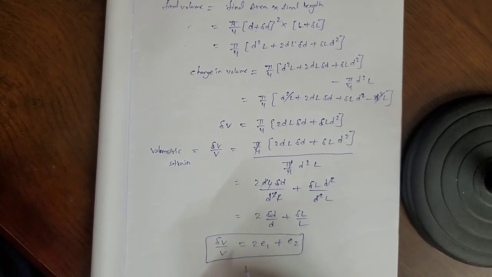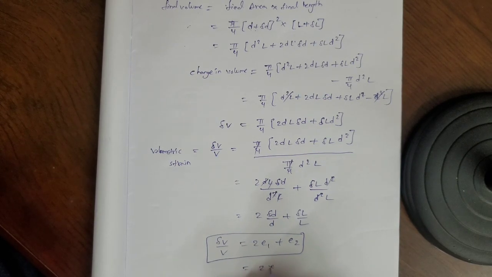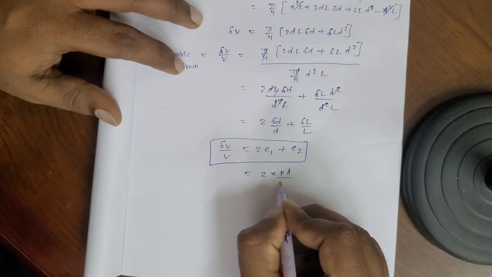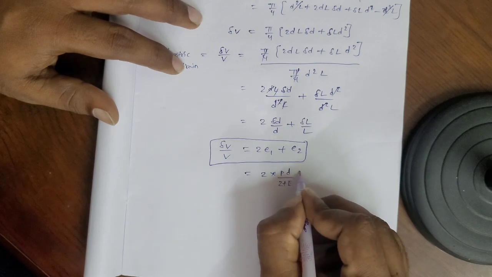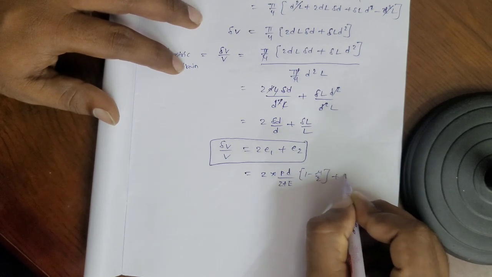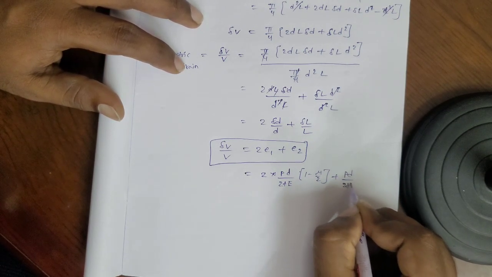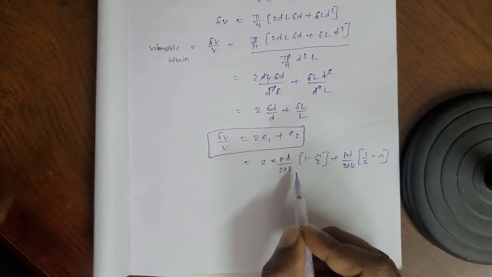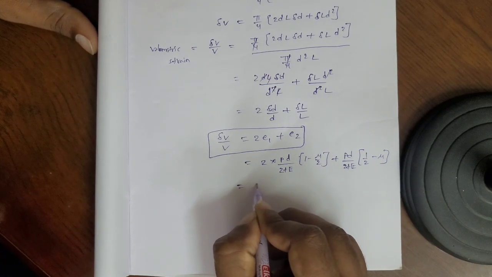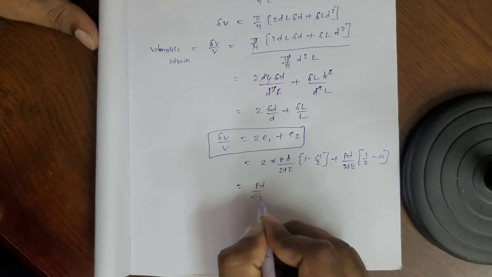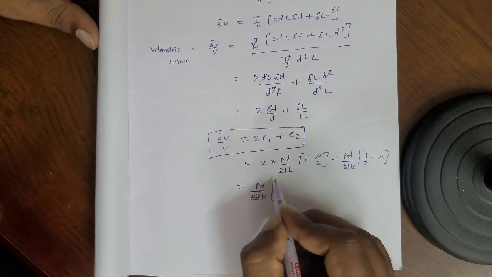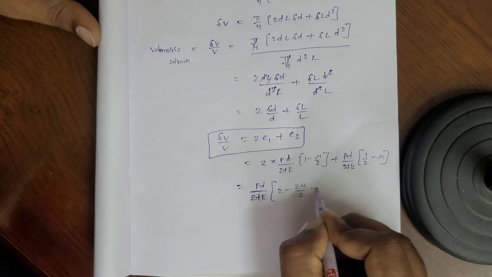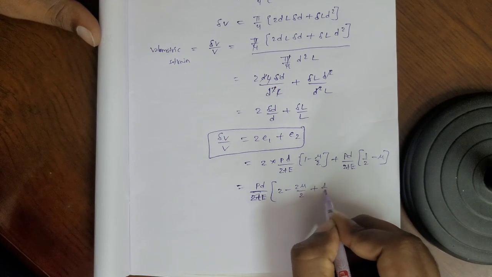So if we want to substitute, we know E1 is PD by 2TE into 1 minus mu by 2, and E2 is PD by 2TE into 1 by 2 minus mu. So substituting the values of E1 and E2, we can take PD by 2TE as common. Here the 2 is multiplied to 1 minus mu by 2, that means 2 minus 2 mu by 2, plus 1 by 2 minus mu.